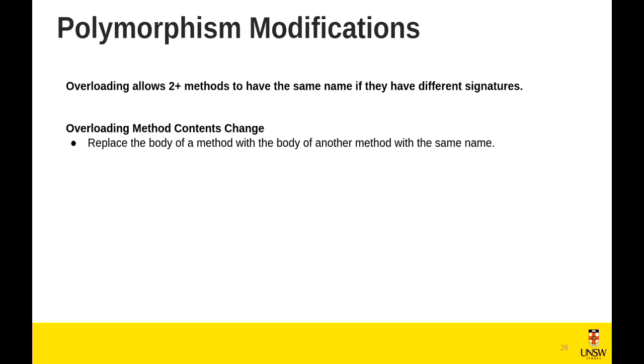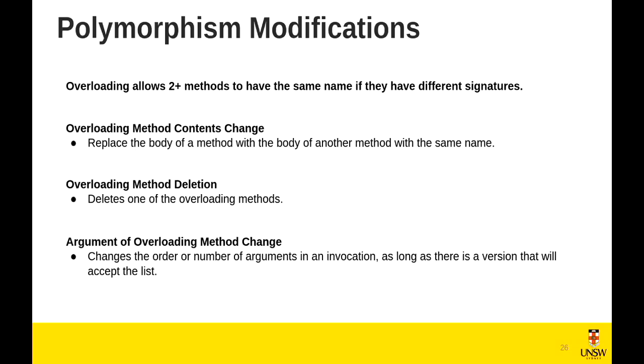Overloading method contents change is the first mutation operator we can do. We can replace the body of those overloading methods with one another, and we can also try to delete one of them and see what happens. And we can also try to change the arguments. Instead of just changing the body, we can change the arguments. So do you have any question here?